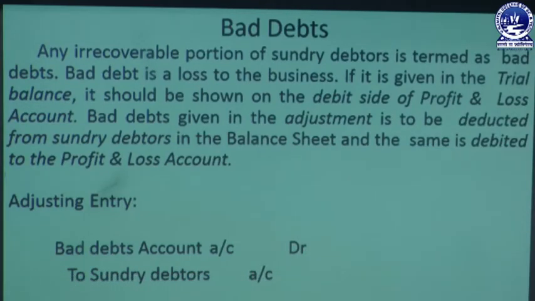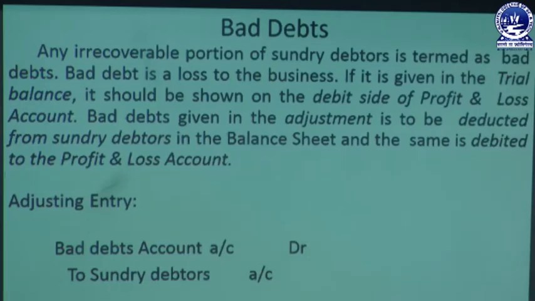But if bad debt is given in the adjustment, or outside the trial balance, it is to be deducted from sundry debtors in the balance sheet, and the same amount is debited to the profit and loss account. So when bad debt is given outside the trial balance, that needs to be adjusted. First we adjust the amount or percentage of bad debt on sundry debtors, shown directly on the debit side of the profit and loss account, and the same amount must be deducted from sundry debtors on the asset side of the balance sheet. So what is the adjusting entry? Bad debt account debit to sundry debtors.